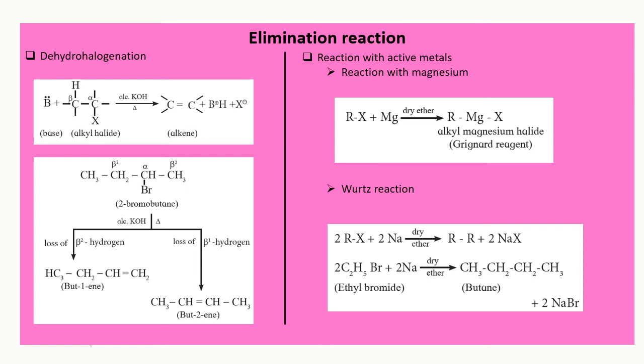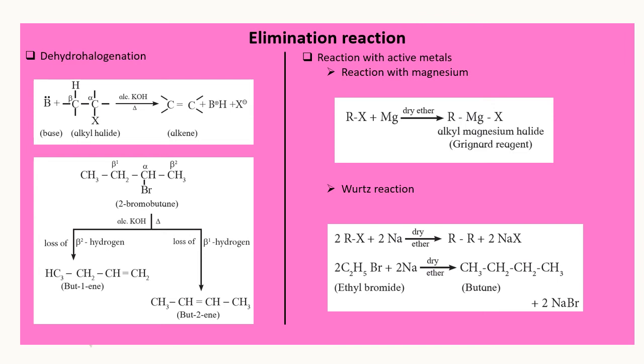The next property of alkyl halide is reaction with active metals. First one, reaction with magnesium. When alkyl halide is treated with magnesium in dry ether as a solvent, it gives alkyl magnesium halide. It is known as a Grignard reagent. RX plus Mg in dry ether as a solvent gives rise to RMgX, alkyl magnesium halide.